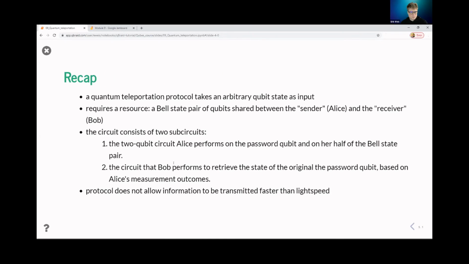So to recap, this quantum teleportation protocol has some arbitrary state and we want to send it along. What we need as a resource, we need this Bell state. We need a Bell pair of qubits, and one has to be sent to the sender and one has to be sent to the receiver. And we have two subcircuits. One, Alice is going to apply this CNOT and Hadamard and then measure, and then Bob may or may not need to do something on his end as well.